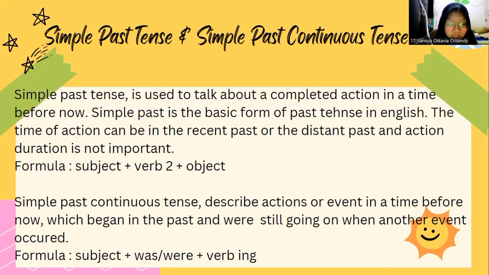Simple past continuous tense describes an action or event in a time before now, which began in the past and was still going on when another event occurred. Formula is subject plus was or were plus verb in.